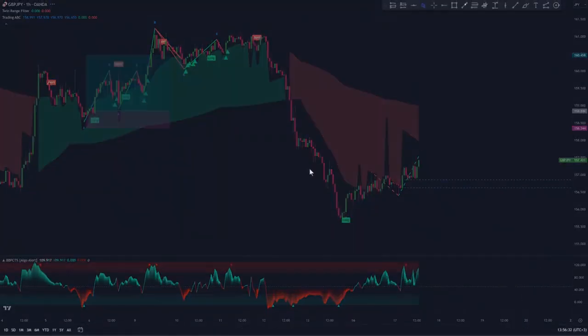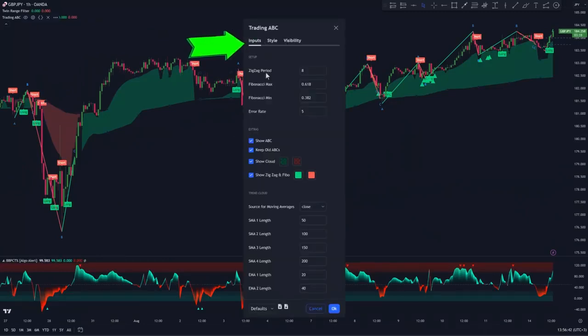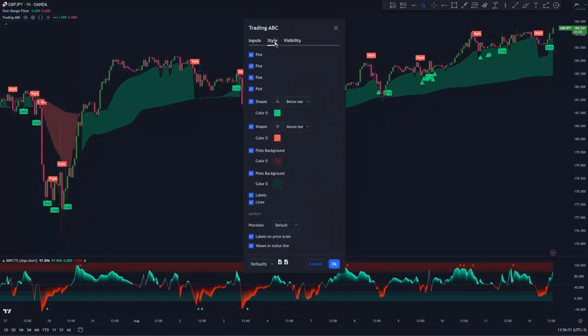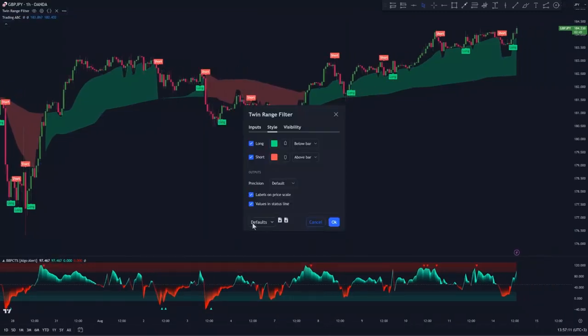Double-click on the trading ABC indicator to access the settings panel. On the inputs tab, disable these 3 options. Then on the style tab, disable these 2 shapes options, and then click OK. For the twin range filter, we're going to leave all the settings at the default values.